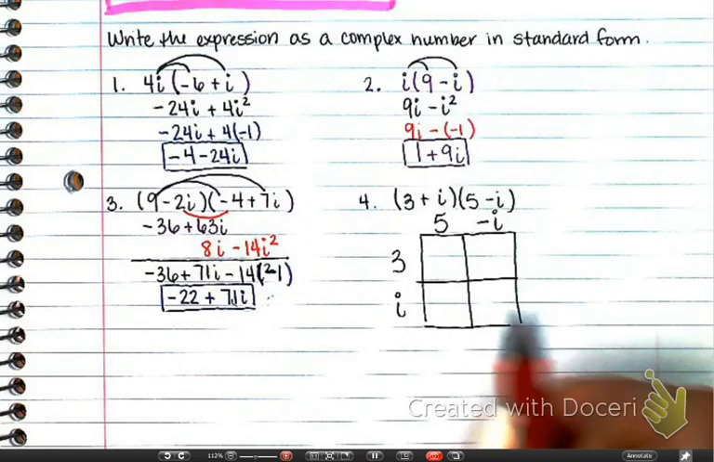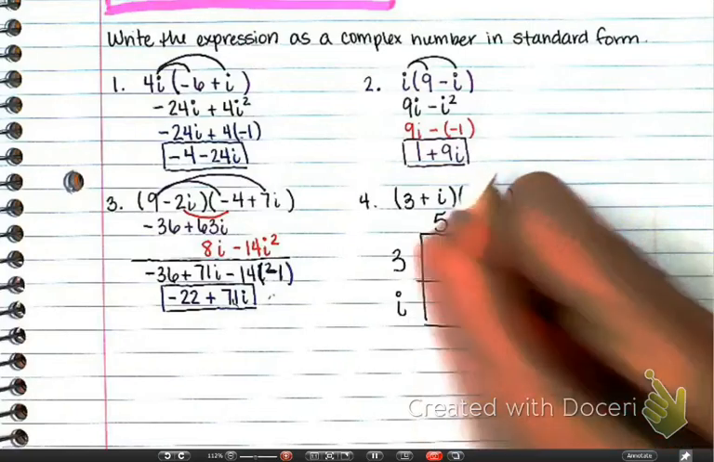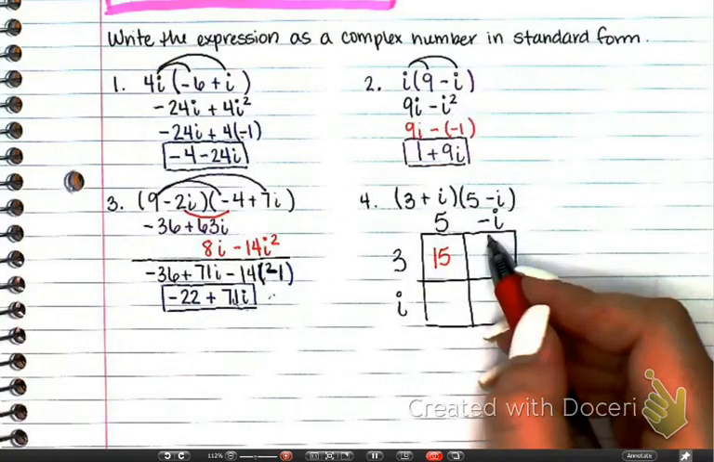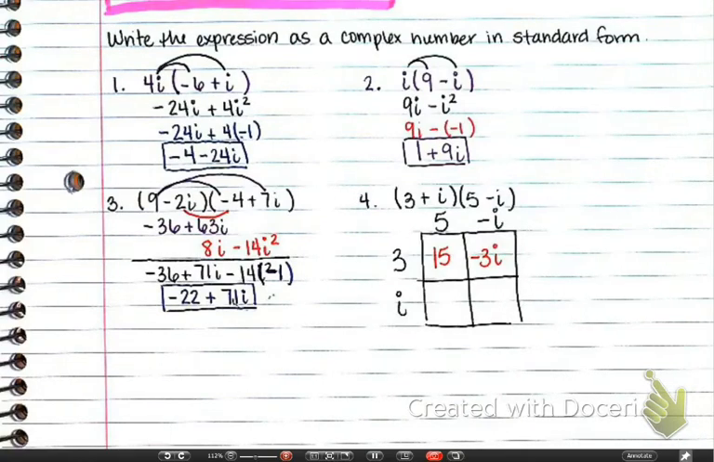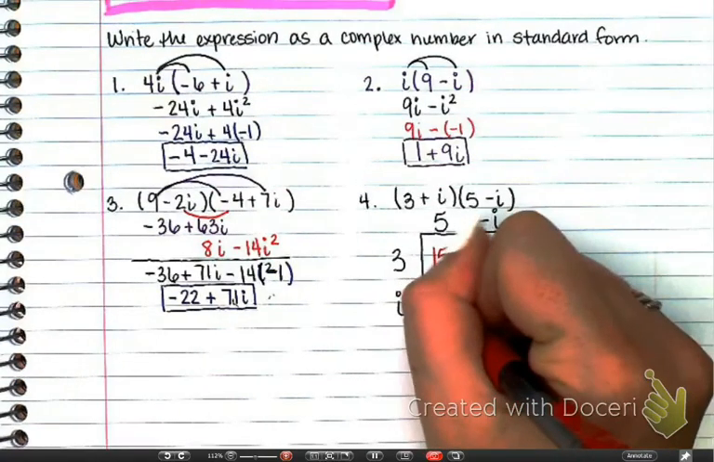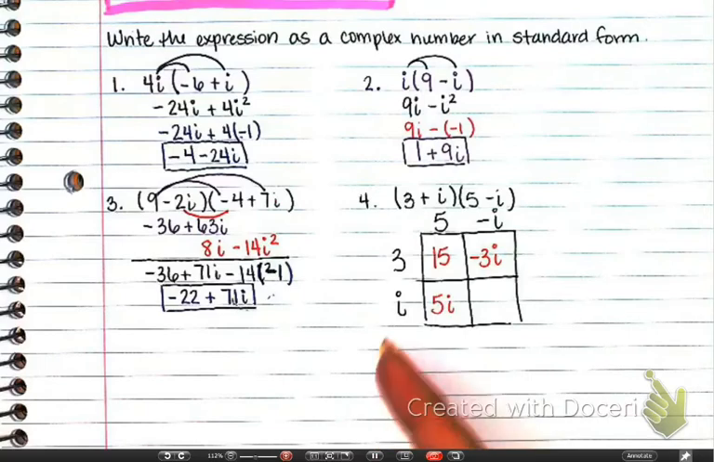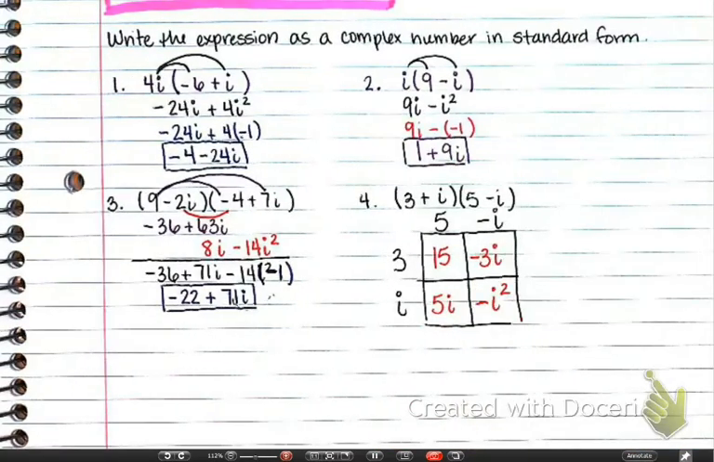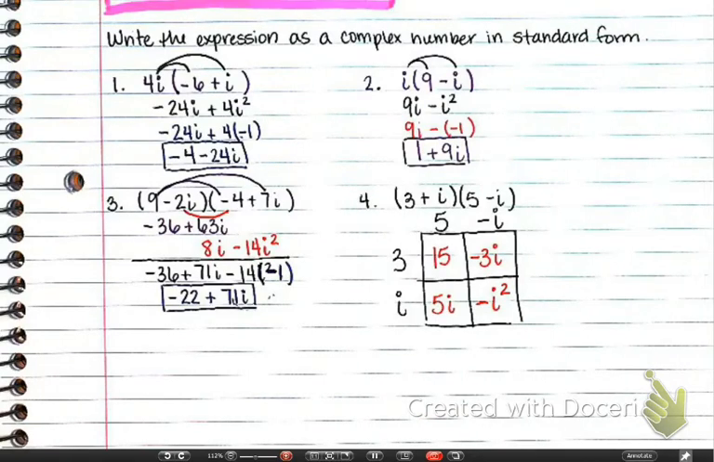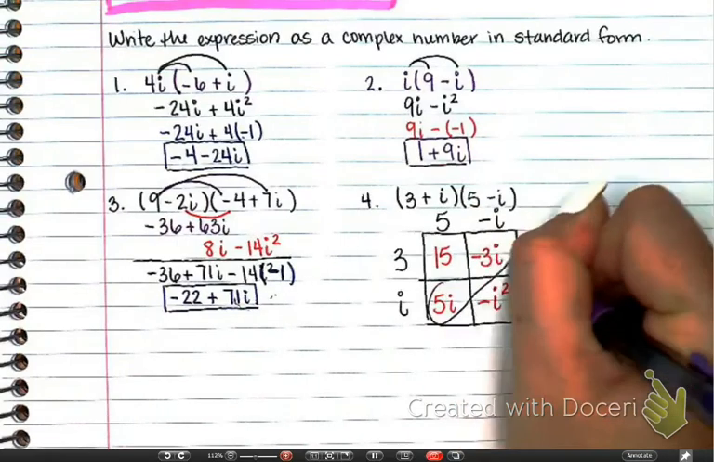Okay, so 3 times 5 is 15. 3 times negative i is negative 3i. 5 times i is 5i. i times negative i is negative i squared. Remember, your like terms are at the diagonal. So here's my like term.